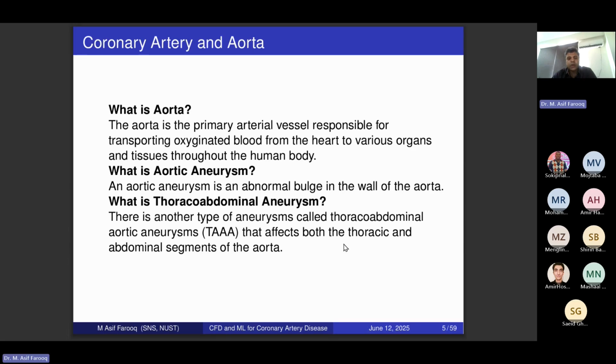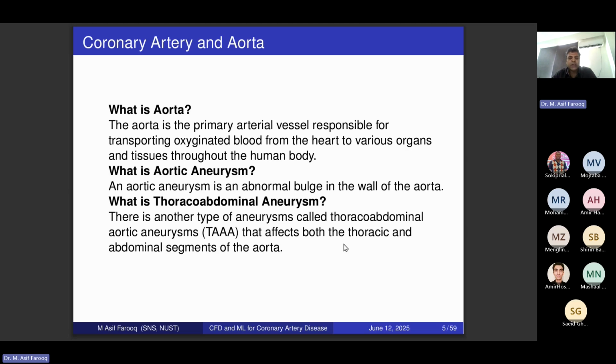Now, what is an aortic aneurysm? An aortic aneurysm is a balloon-like thing in your arteries. It happens due to the weakening of the arterial wall. When these walls become weak, they try to expand. When they expand, this becomes an abnormal bulge, and that is the aortic aneurysm.